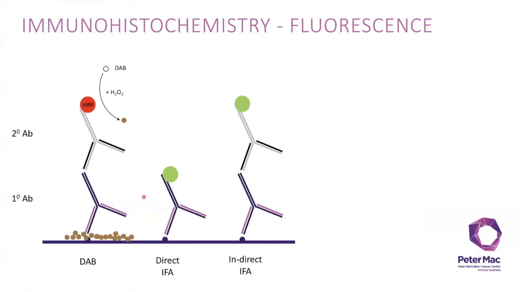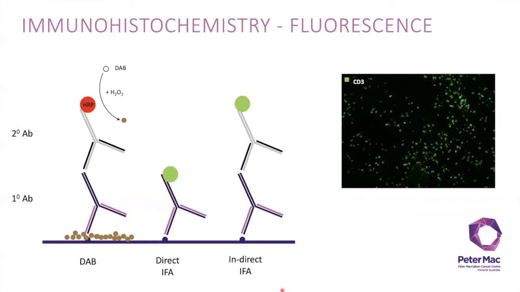As I mentioned before, the direct immunofluorescence assay can be very clean, but doesn't give you that amplification step that you get in the indirect immunofluorescence assay, because you can have multiple secondary antibodies bound to this primary antibody. And this is the resulting fluorescence image taken on a microscope.